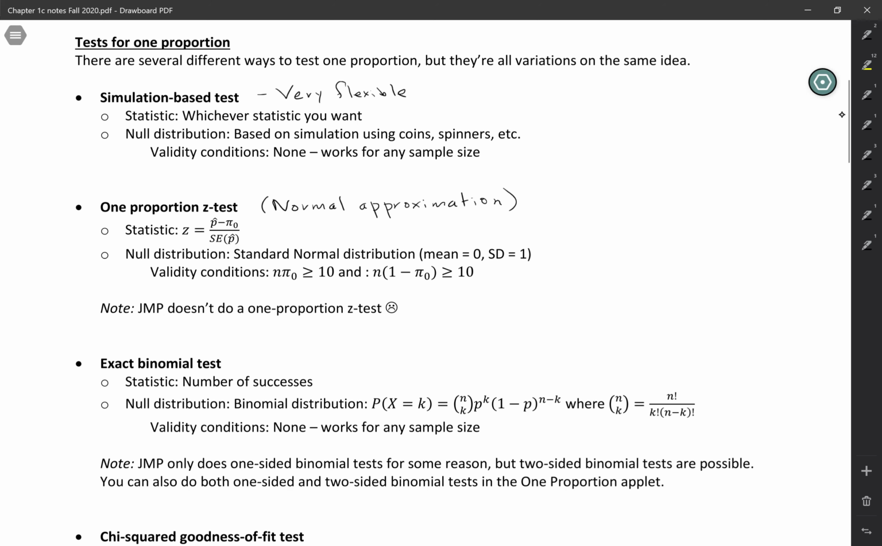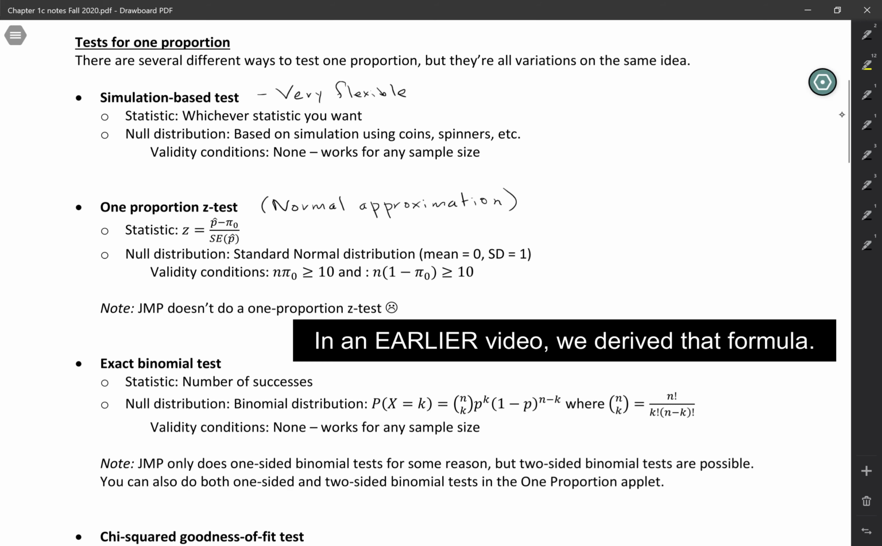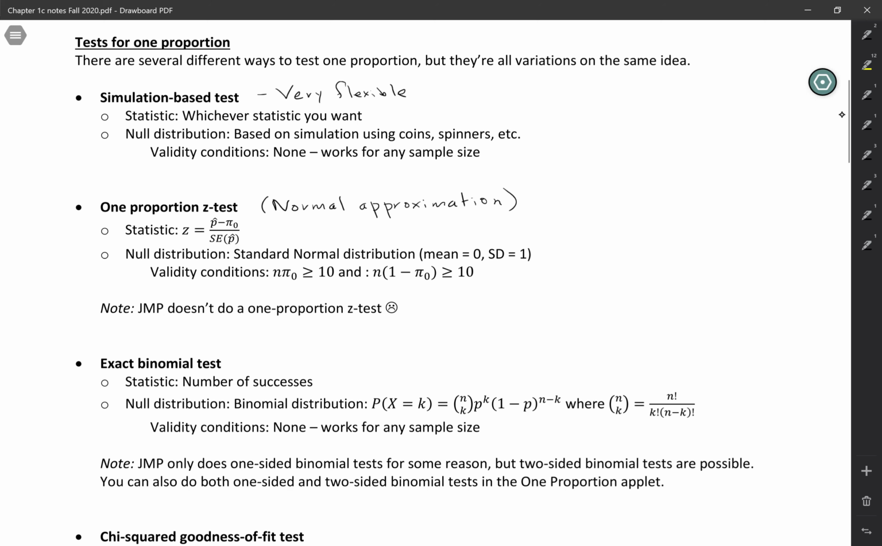The third test that we're going to talk about is called an exact binomial test. Historically, usually people would use just the number of successes here. And it has, for its null distribution, this really fancy formula. In a later video, I'll show you where that formula comes from. But this is another one where you don't have to check any validity conditions. It works for any sample size. So that's great. Also, JMP does do a binomial test. It only does a one-sided one for some reason, but you can do both one and two-sided in the applet.